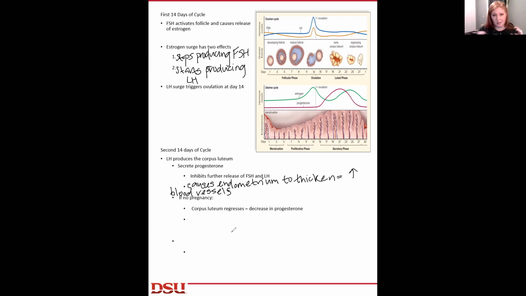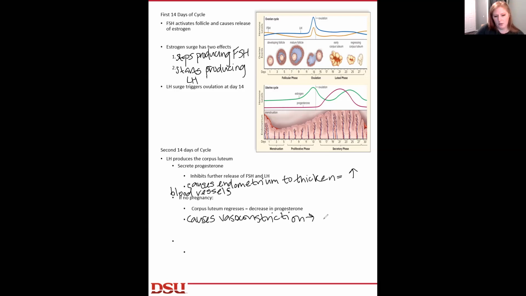is going to basically start to shrink, okay? It's going to regress. And as it does, it decreases the amount of progesterone that it's been secreting, okay? This causes vasoconstriction in the endometrium, because now we don't need all that extra vasculature. They're basically going to close off, okay? The extra ones. Causes vasoconstriction.